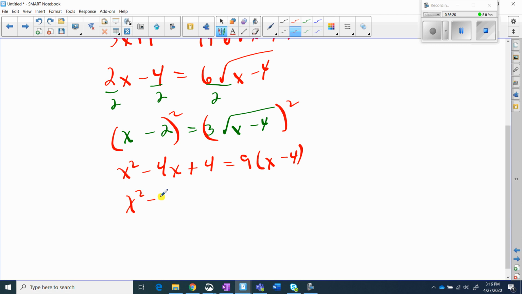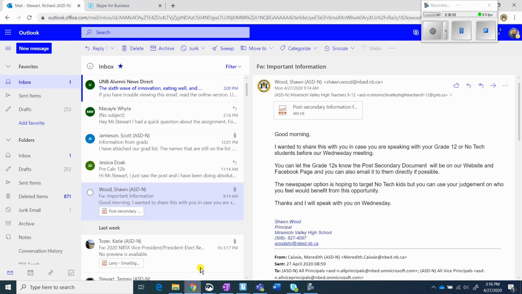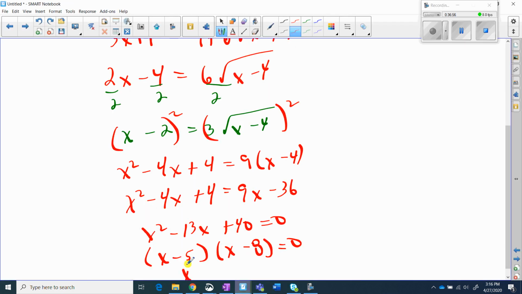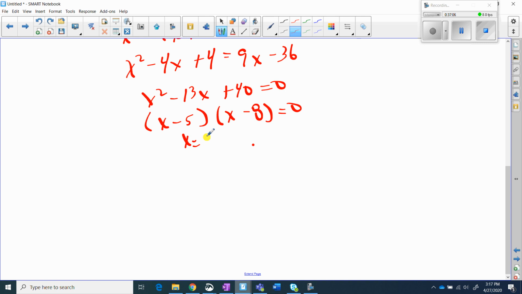Set it equal to 0. Tidy it up a bit here. x squared minus 13x plus 40 equals 0. You want numbers that multiply to get 40 and add to give minus 13. Subtract 5 and subtract 8, giving me two possible answers: x equals 5, x equals 8.